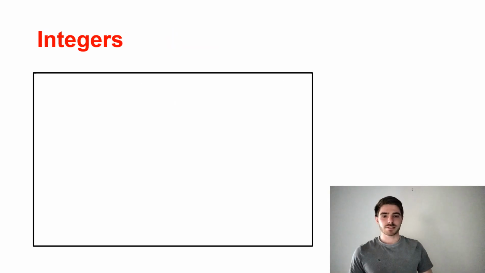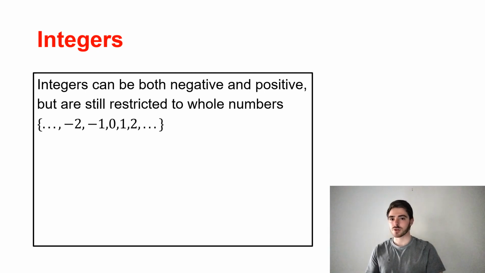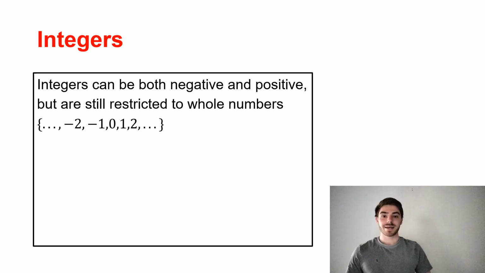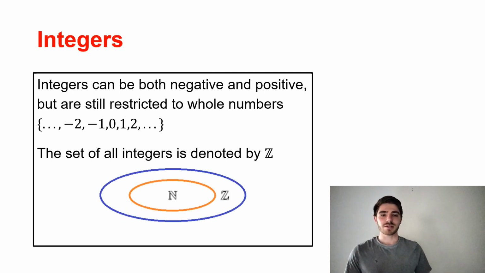Now we move on to integers. Integers are like natural numbers in that they go up to positive 1, 2, 3, up to infinity, but they can also be negative. So we have negative 1, negative 2, negative 3, down to infinity. And the set of all integers is denoted by this capital letter Z. And before we move on, I want to highlight again that the set of natural numbers is actually entirely contained in the set of integers. So in this way we can say that the set of natural numbers is a subset of the set of all integers. So hopefully this diagram is starting to make just a bit more sense.